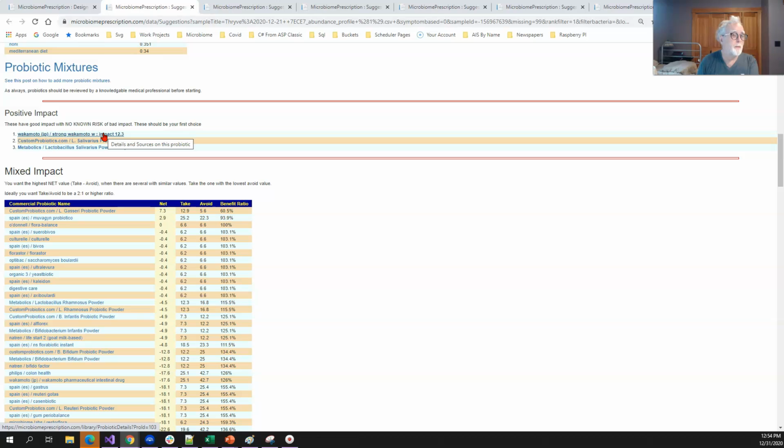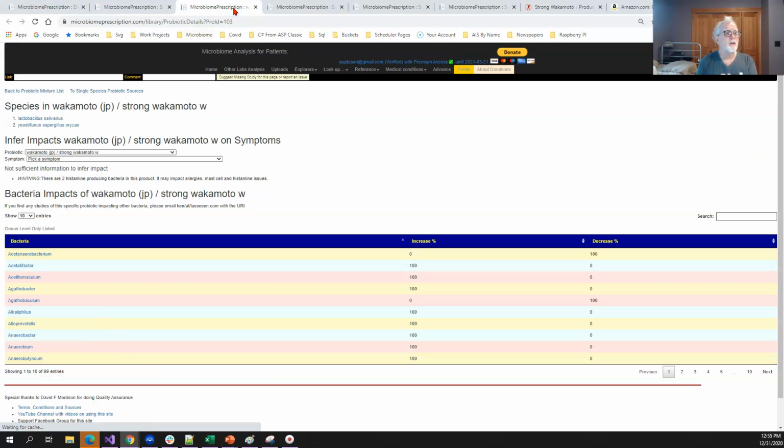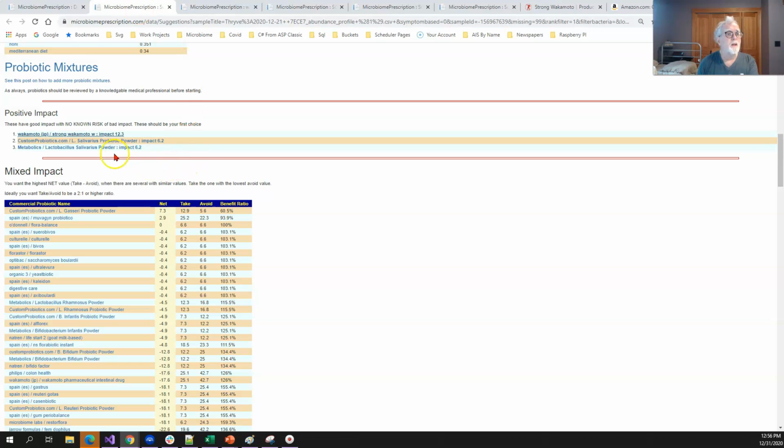So actually at this point in time, I think I'm going to go over and show you what it is. First thing I'm going to do is just click on that to see what is in it. And what we find is, it contains Lactobacillus rhamnosus, which is the same one as the other two, and also contains a fungal here which has no apparent negative effects but may have some additional positive effect. In fact, it does have positive effects because just one probiotic by itself is only a 6.2 impact. The two of them together is 12.3 impact.